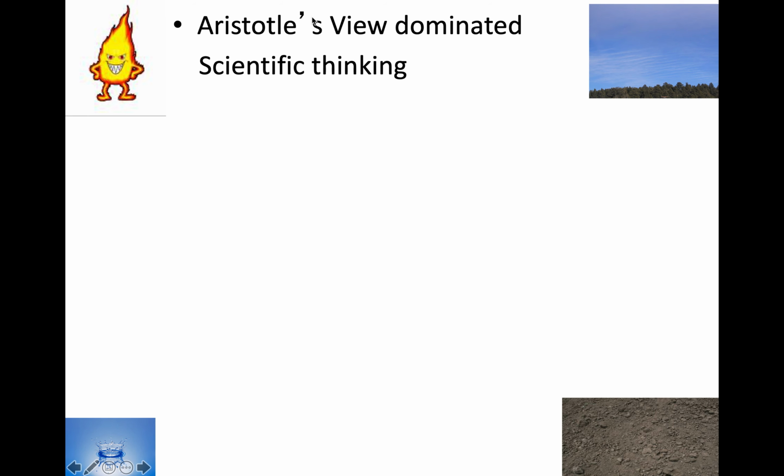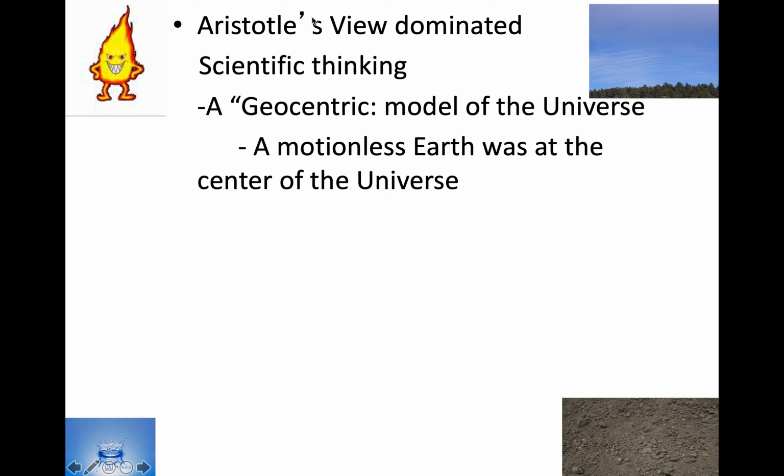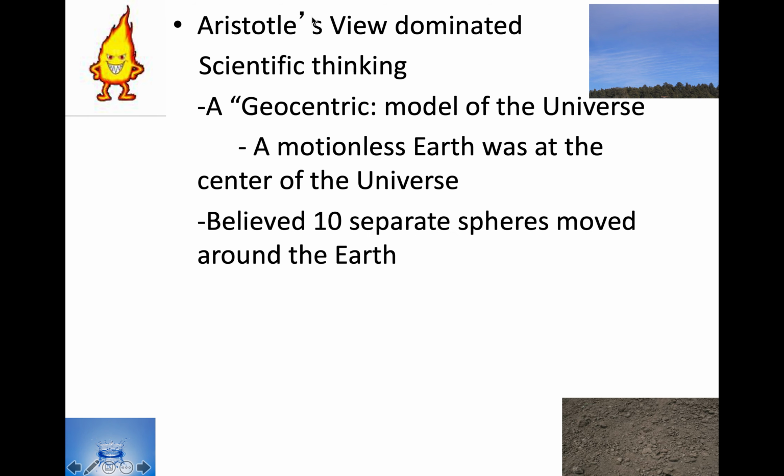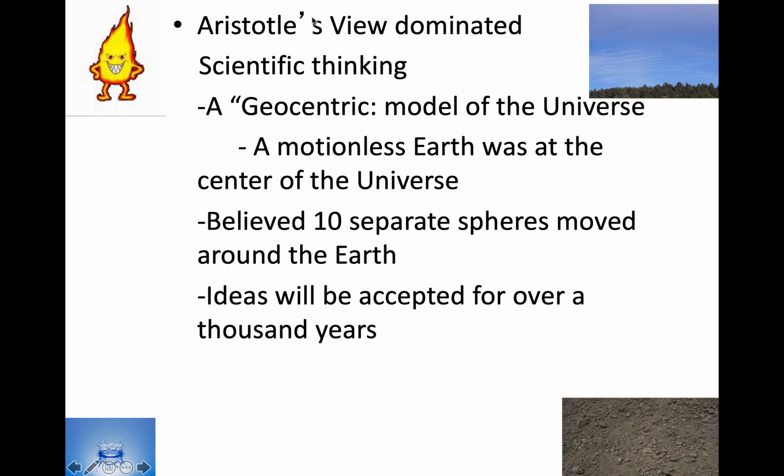All right. So Aristotle's view dominated scientific thinking. Okay, and this is geocentrism, the idea of a motionless Earth at the center of the universe. He believed that there were 10 separate spheres that moved around the Earth. His ideas had been accepted for thousands of years, but this is important for us to understand, ladies and gentlemen. It's accepted because it aligned with the church. If it did not align with the church, there's no way the church is allowing this idea to be okay in Europe.